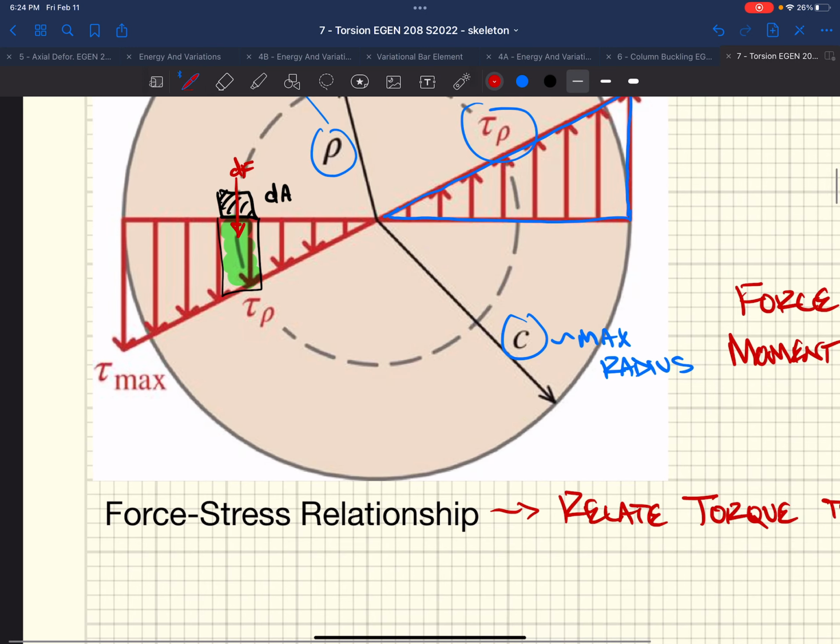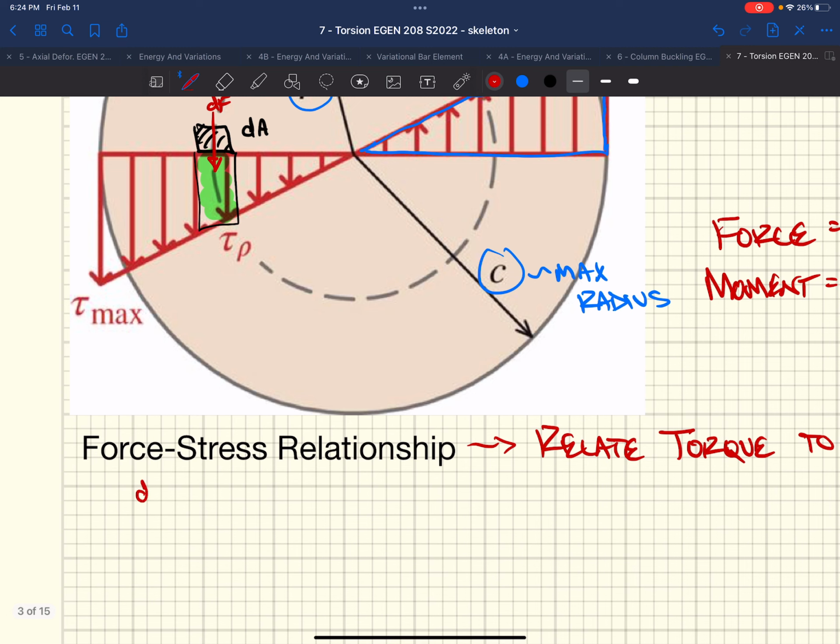So if we knew that relationship, looking at that small thing, we have dF equals tau p, looking at some small stress at dA. If it's small enough, the variation of tau p is going to be small enough. We can just look at it as tau p. So this is our shear force.